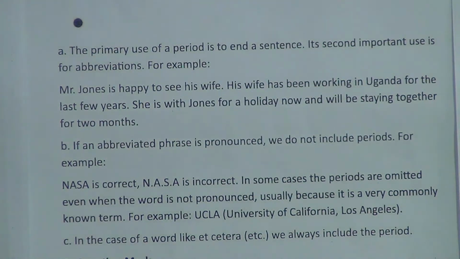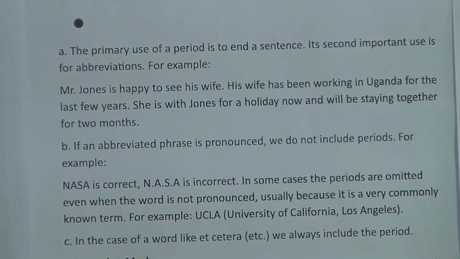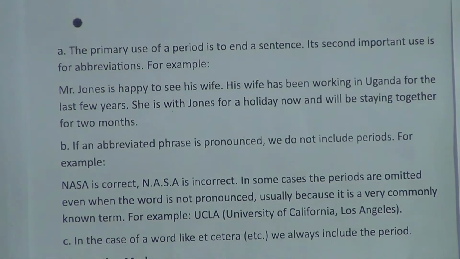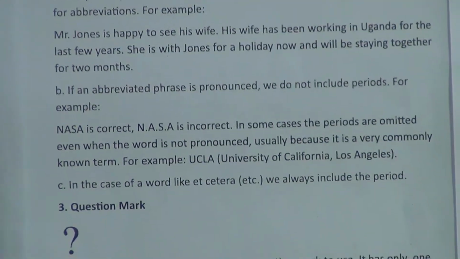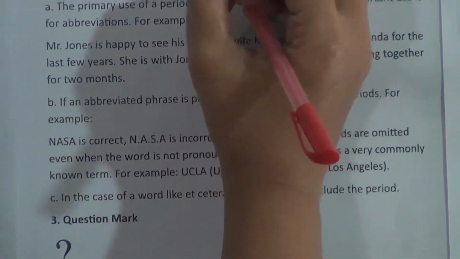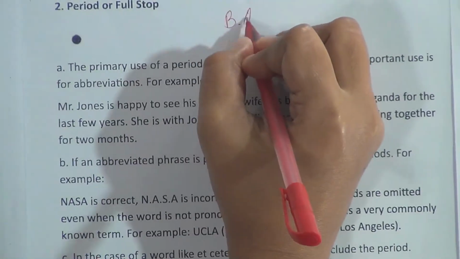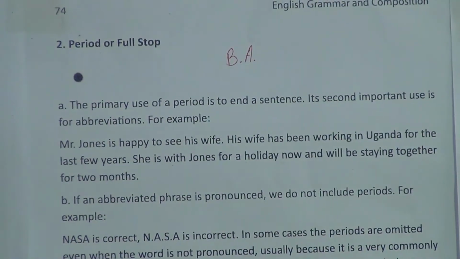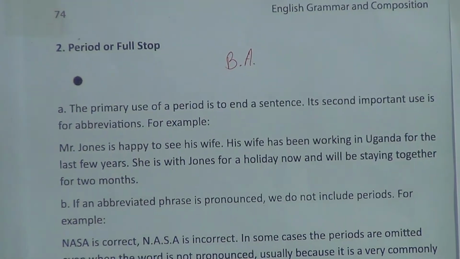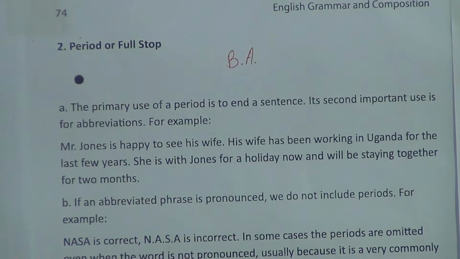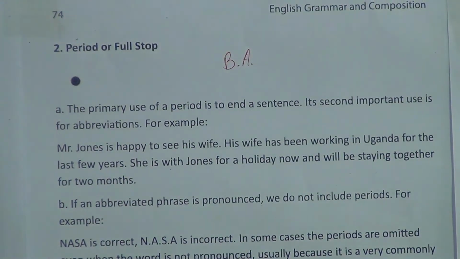Now we will go to abbreviation. If an abbreviation phrase is pronounced, we do not include periods. Now listen, we use a full stop in abbreviation like BA. If you write BA, we will use full stop. But if you can pronounce the abbreviated phrase, we will not put any full stop.